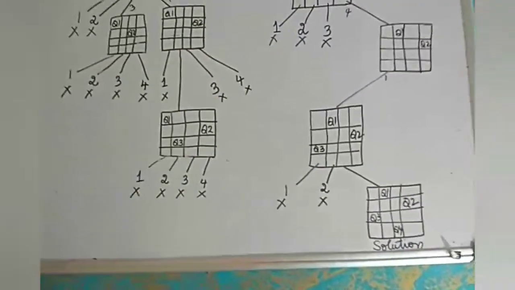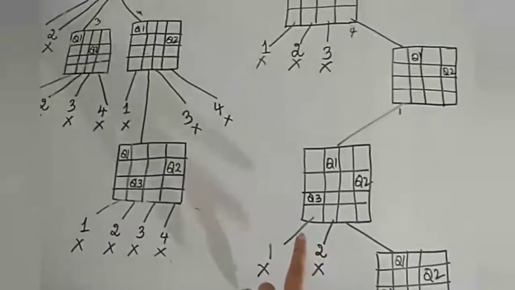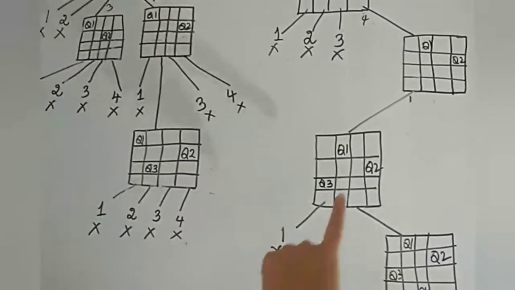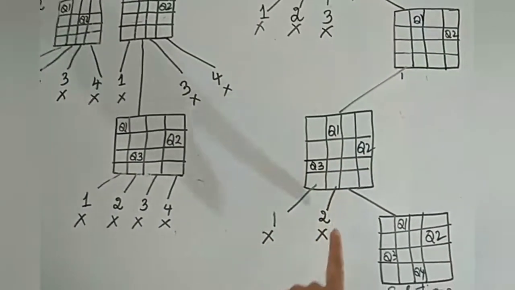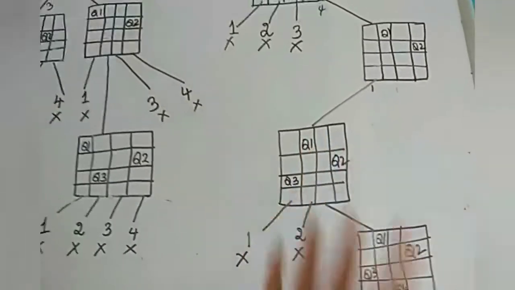So check whether we can place it in the first column. q4, can I place it here? No, not possible. So cross mark, not possible. Next, can I place it here? No, that is also not possible. Second column, we already have one queen.